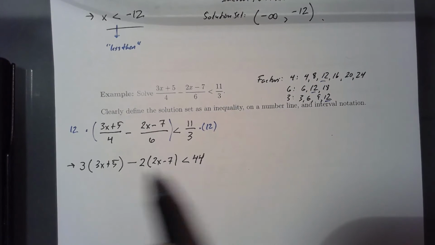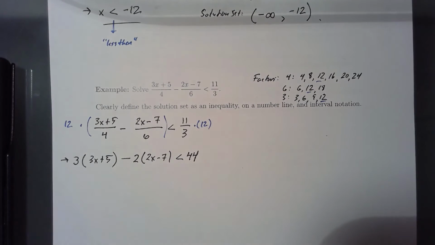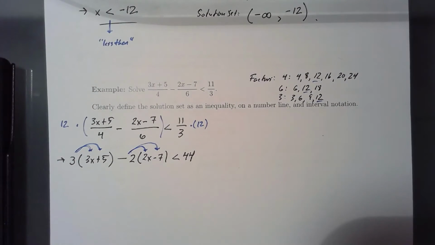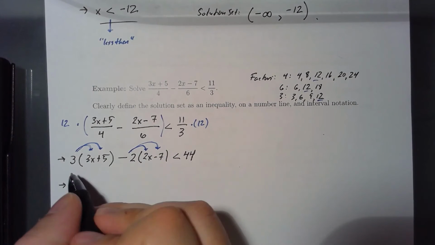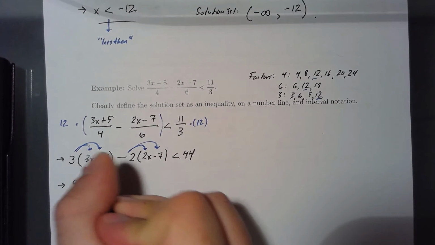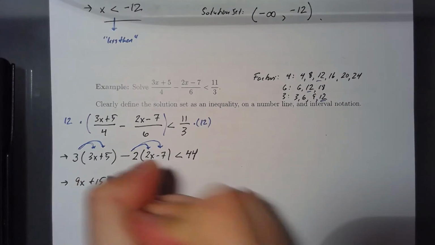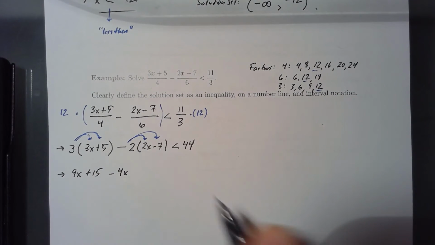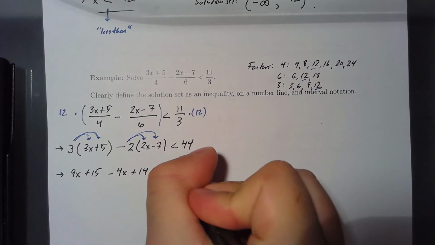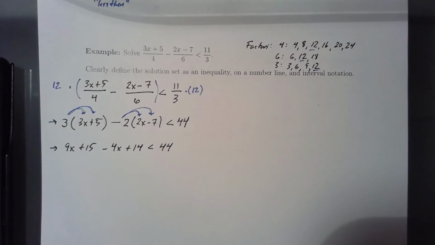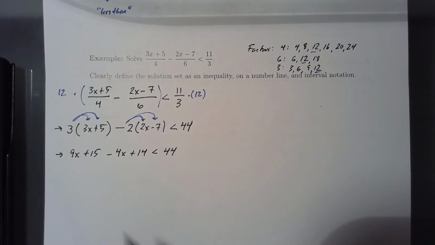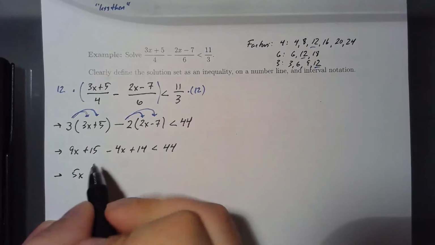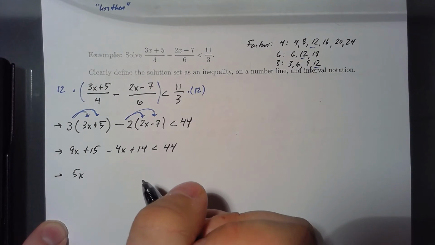So now my fraction is gone, which makes things a little bit easier. So now distribute the 3, distribute the negative 2. So now I get 3 times 3x is 9x. 3 times 5 is 15. Minus 2 times 2x is minus 4x. Minus 2 times minus 7 is plus 14. Less than 44. Okay. Combine like terms. 9x minus 4x is 5x. 15 plus 14 is what? 29.